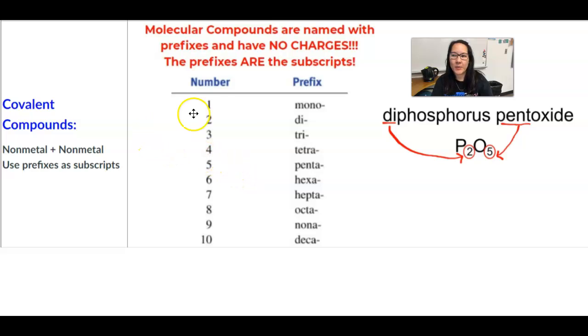Let's look at this example. Here are the prefixes, and molecular compounds are named with the prefixes. They have no charges. The prefixes are the subscripts. So here we have diphosphorus pentoxide, and phosphorus is the element P, and then di is the prefix, which tells me the subscript of phosphorus. So it would be P2, and then pentoxide would be O, and pent means 5. So the prefixes are the subscripts.